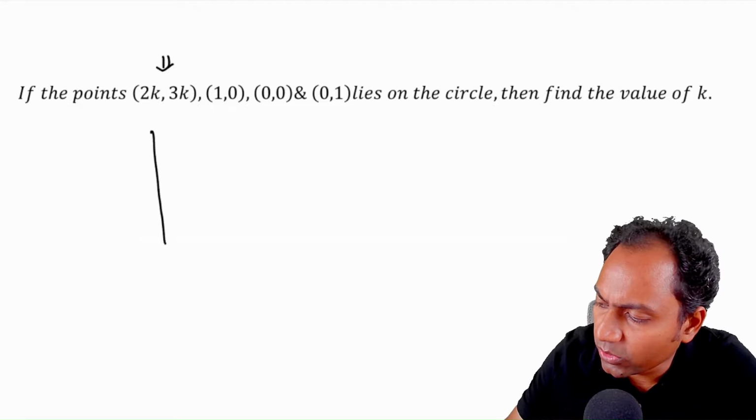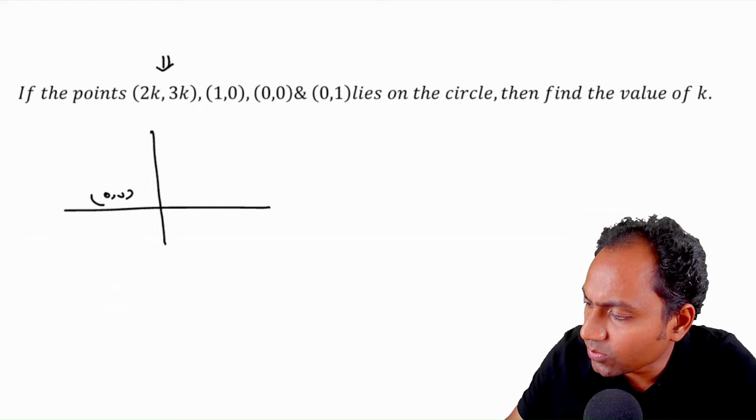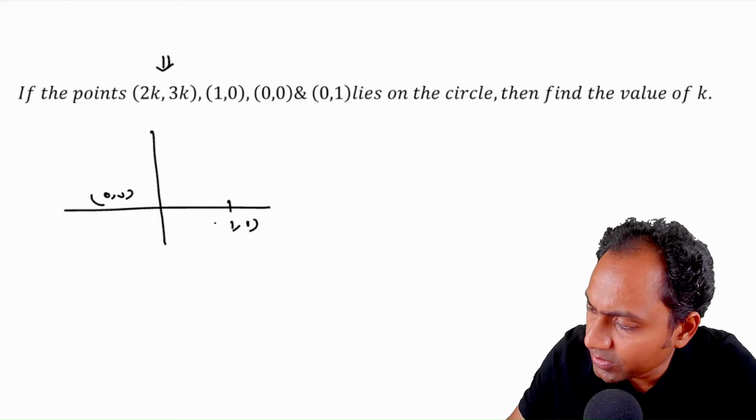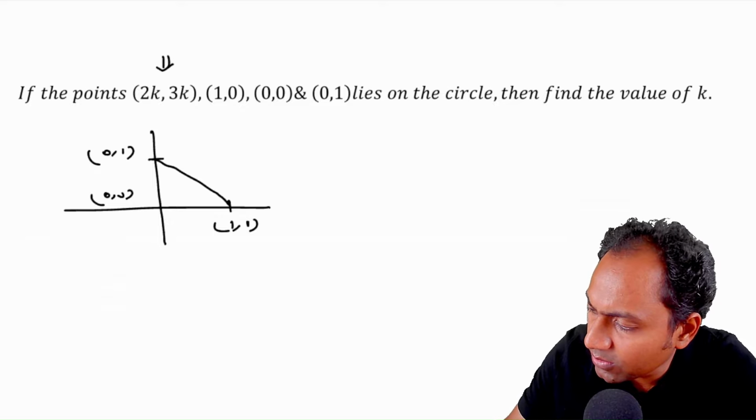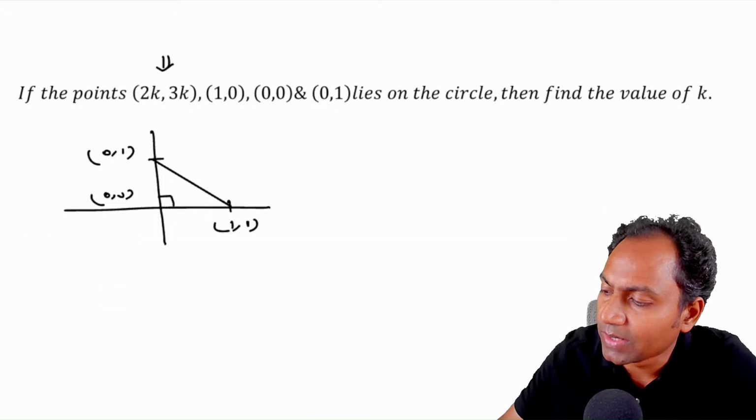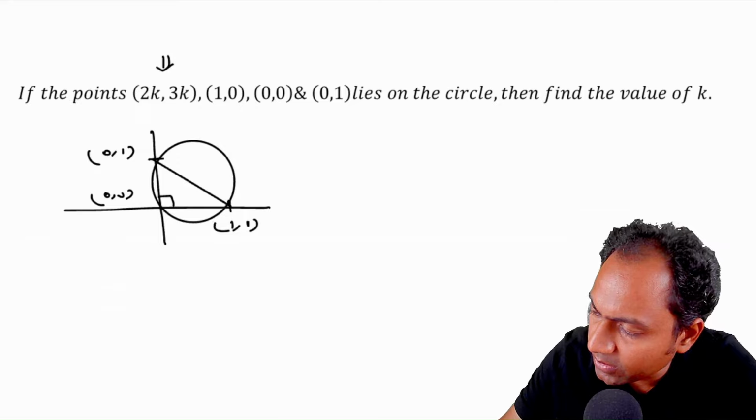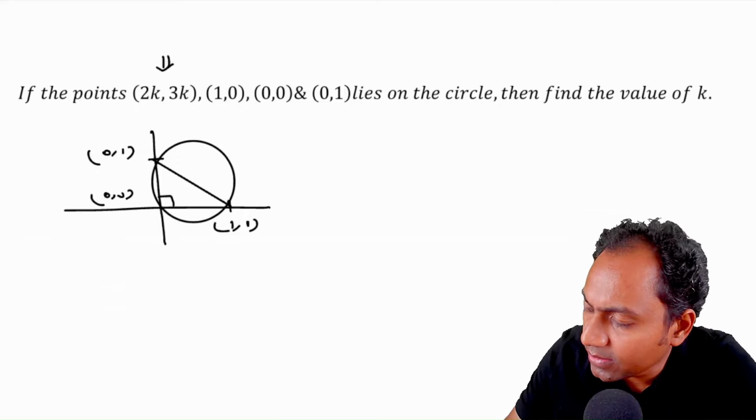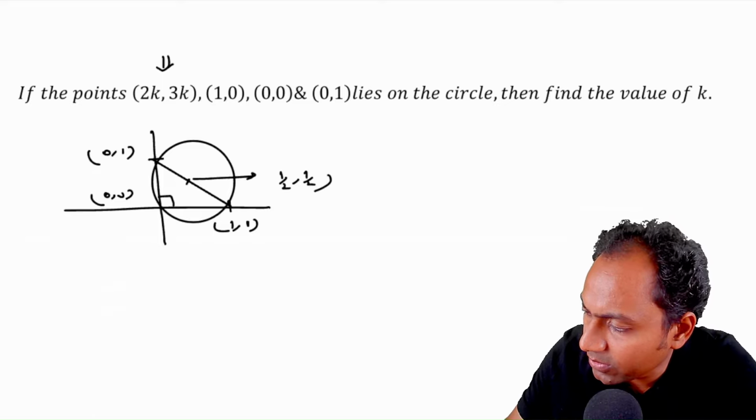If you look into these points, they are very simple because the first point is nothing but the origin. The next point is (1, 0), that would be somewhere here, and the other one is (0, 1). Now, if I join these points, you can see that this triangle is a right angle triangle. So if I draw a circle, the hypotenuse of the triangle will become the diameter, and the midpoint of this would give us the center. So you can see that the center comes out to be (1/2, 1/2).